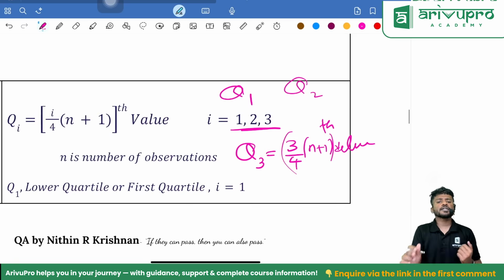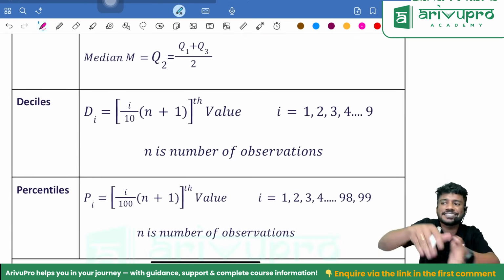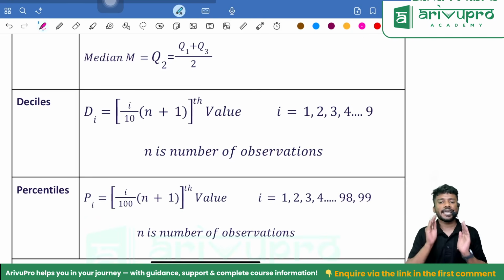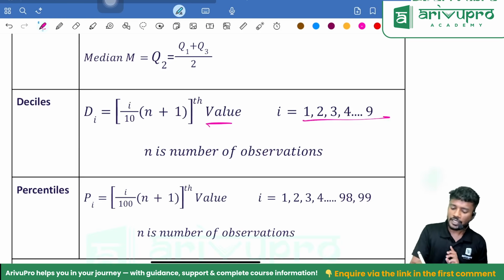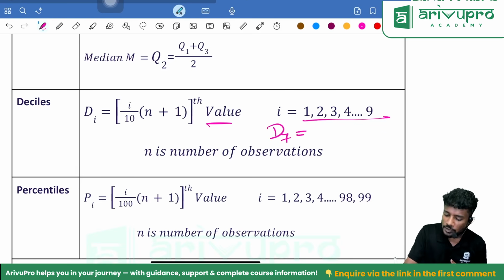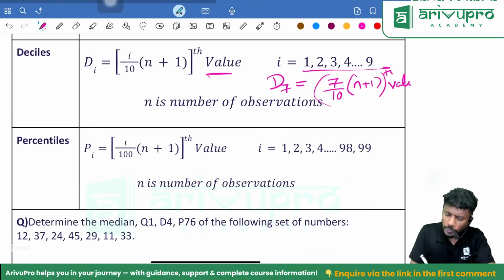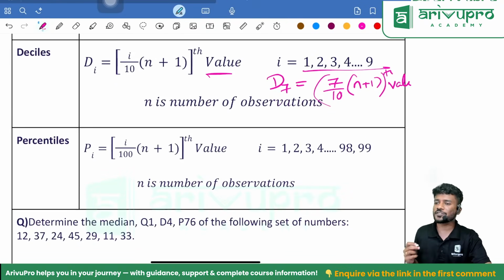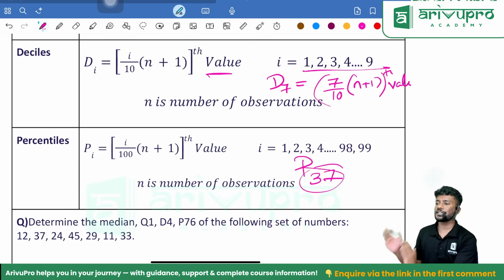Then, think about decile. Decile means how many parts in total? 10 parts. So, the formula will change accordingly. i by 10 into n plus 1 value. The i values are 1, 2, 3, 4, etc. up to 9. Then, when it is D7, what is the formula? 7 by 10 into n plus 1 value. Am I right? Now, percentile. The formula will be i by 100 into n plus 1 value. Now, tell me, what is the value of i in P37? 37 divided by 100 into n plus 1 value.